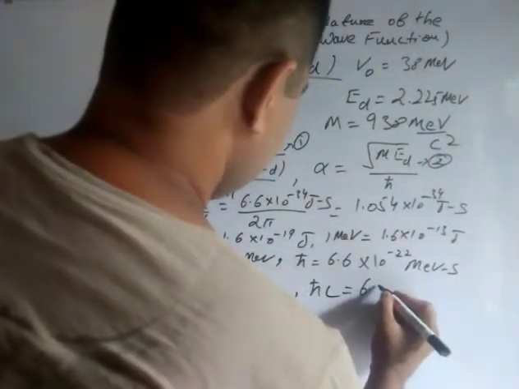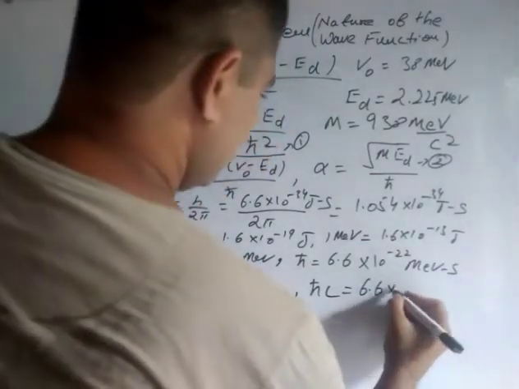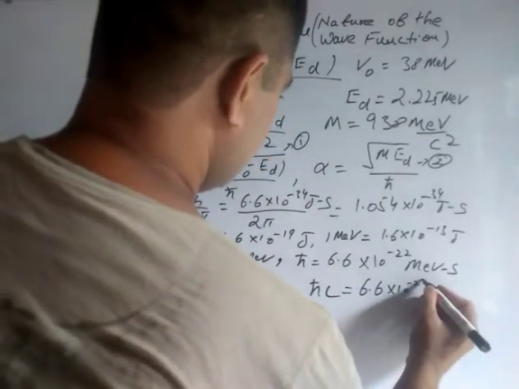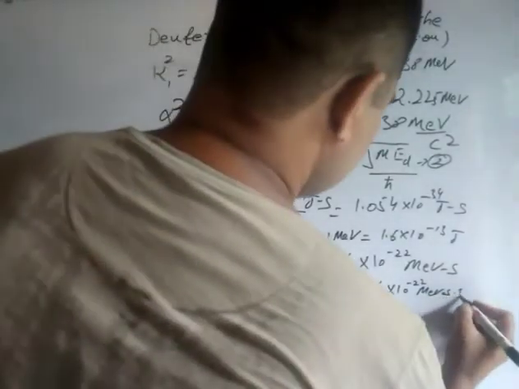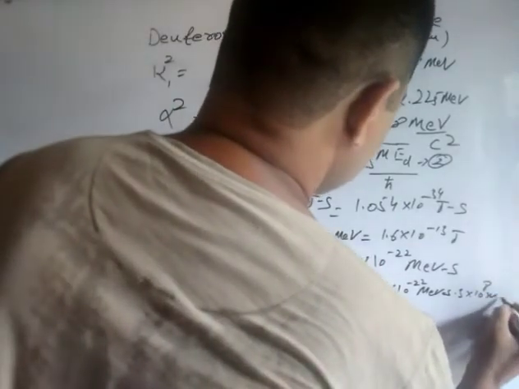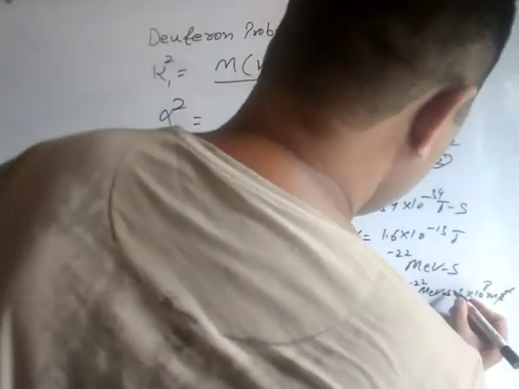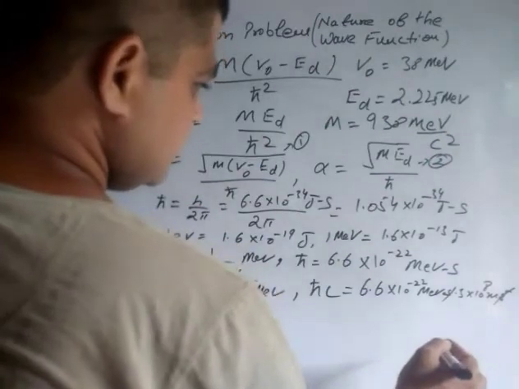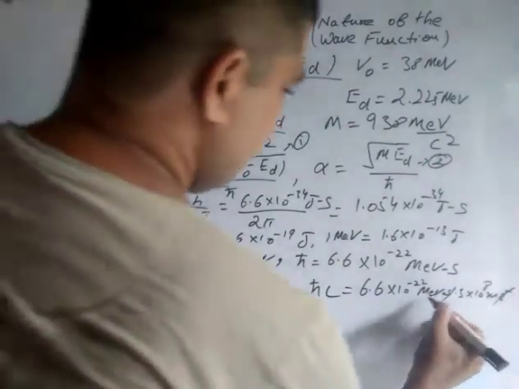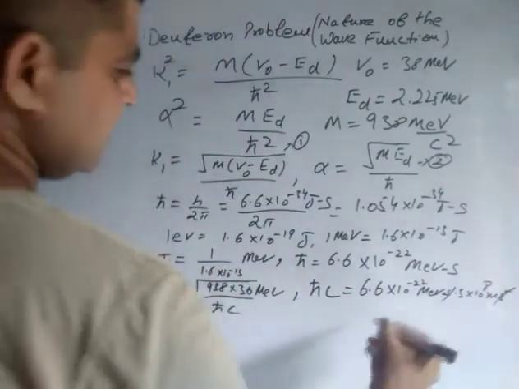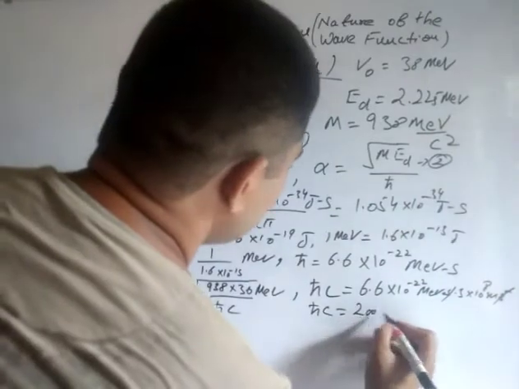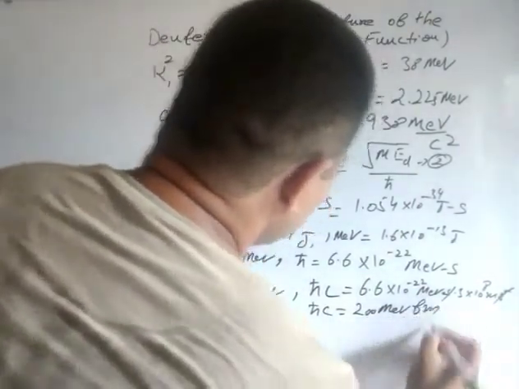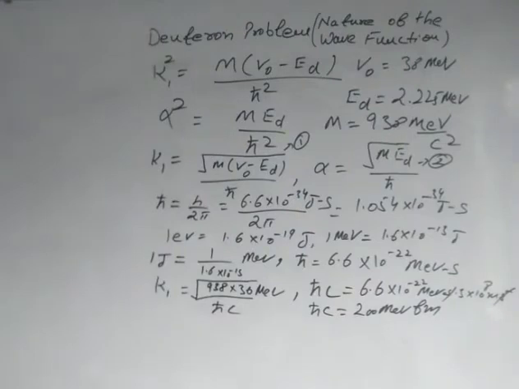6.6 into 10 raised to power minus 22 mega electron volt second. Now C is 3 into 10 raised to power 8 meter per second. So this second and this second cancel out, and you are left with mega electron volt meter. Now when you do the calculation, this H cut C comes out to be approximately 200 mega electron volt femtometer. Okay, you can do it yourself and you will find that H cut C comes out to be 200 mega electron volt femtometer.